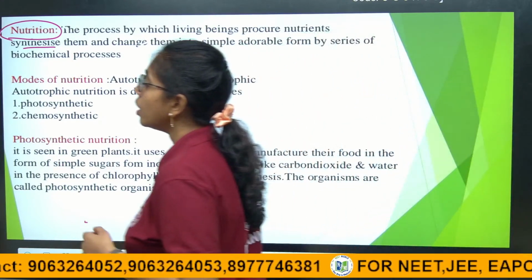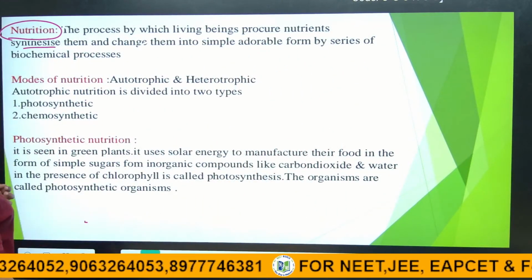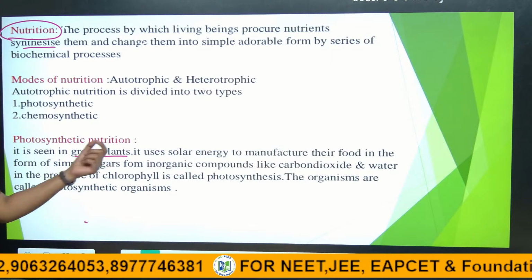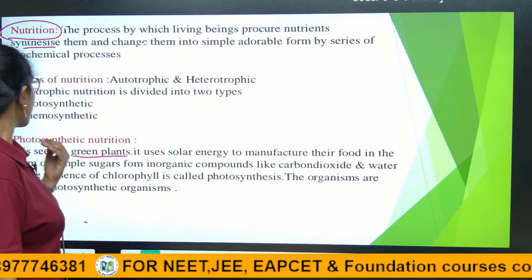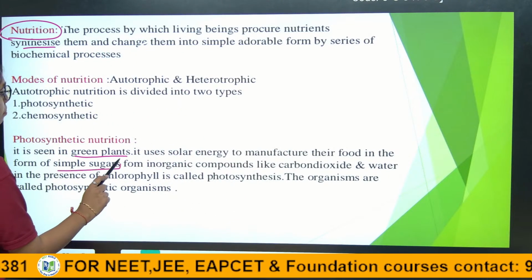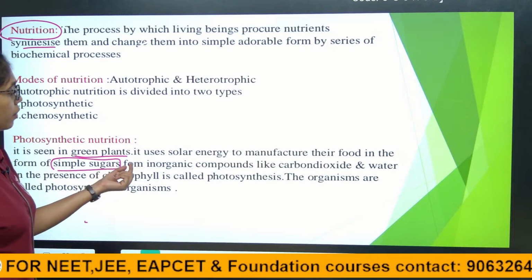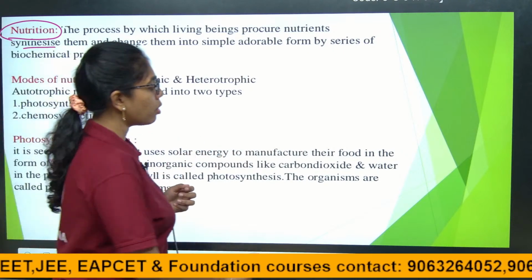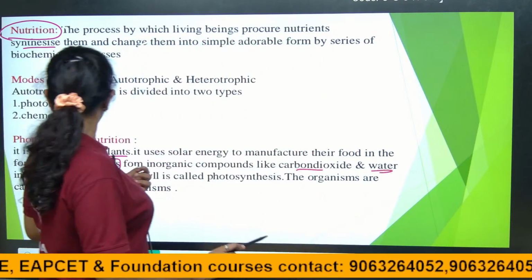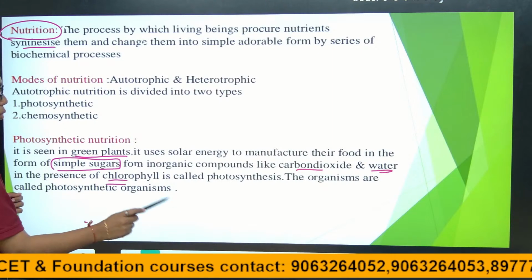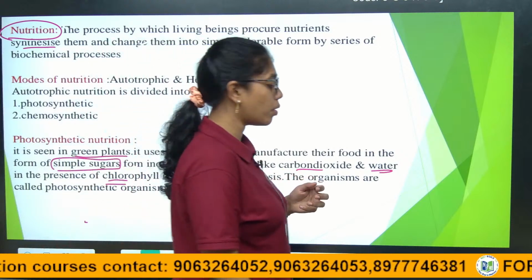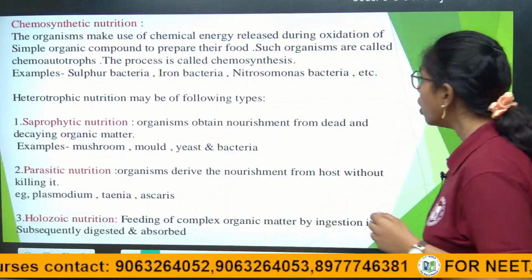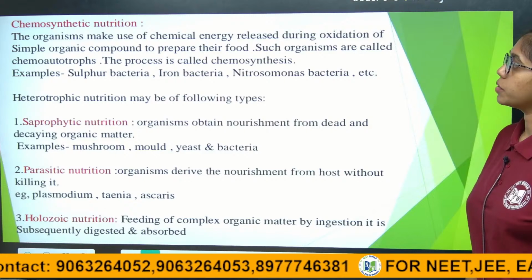Photosynthetic nutrition, which is seen in the green plants, uses solar energy to manufacture their own food in the form of simple sugars like glucose from inorganic compounds like carbon dioxide and water in the presence of chlorophyll, is called photosynthesis. The organisms which perform photosynthesis are called photosynthetic organisms.